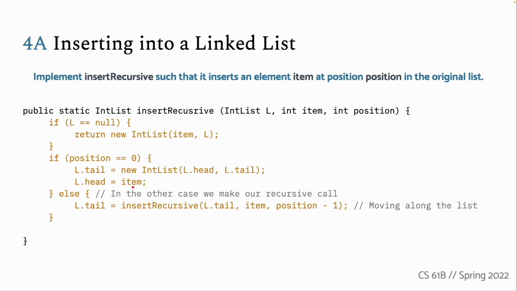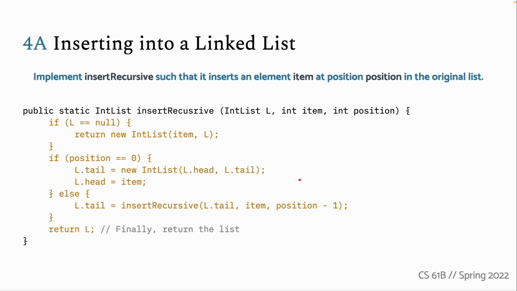Now in the other case, we want to make our recursive call. So in that case, we just iterate another past the list, so L.tail, and then we keep our item the same. The item doesn't change, obviously. And position goes down by 1 because we're one step closer to our correct position. We also set L.tail to be equal to whatever is returned here because we are returning an int list. Okay. And that gives us our final answer with returning the list, just like that.